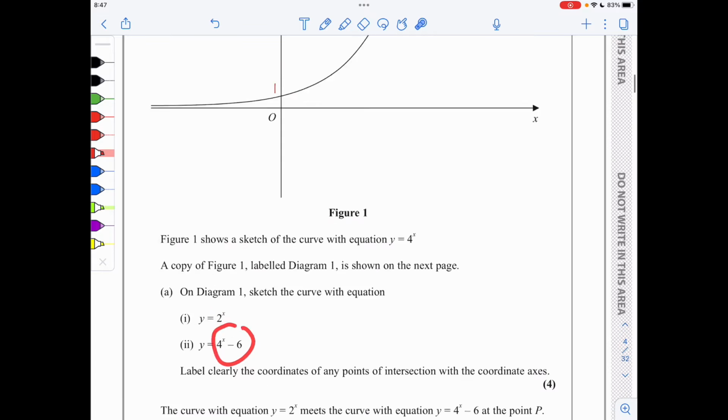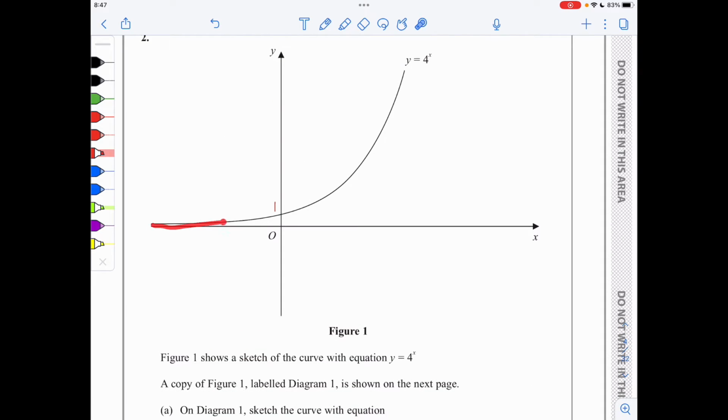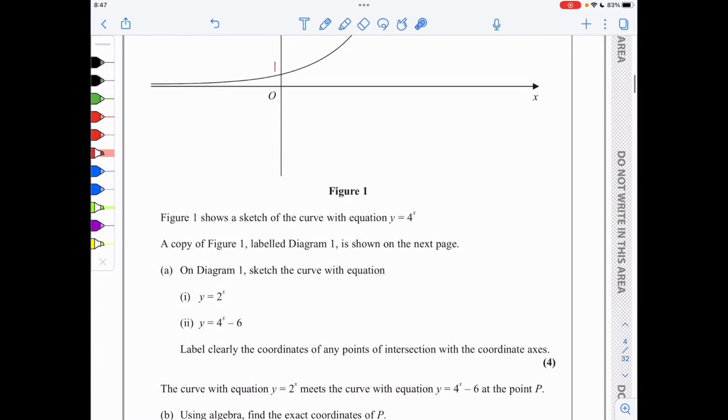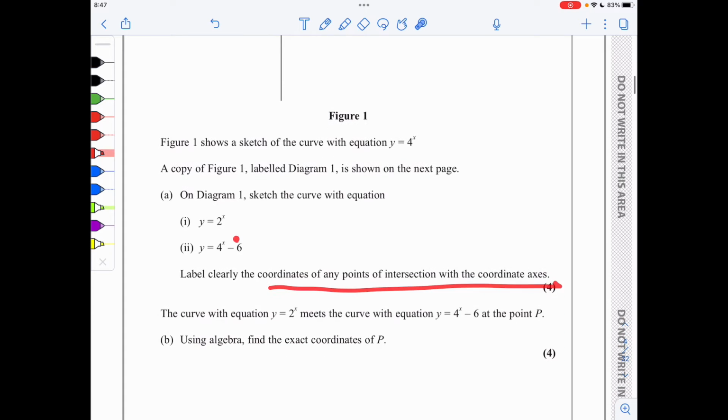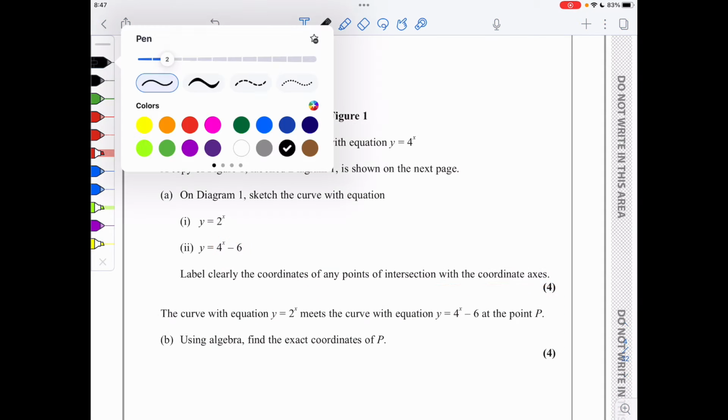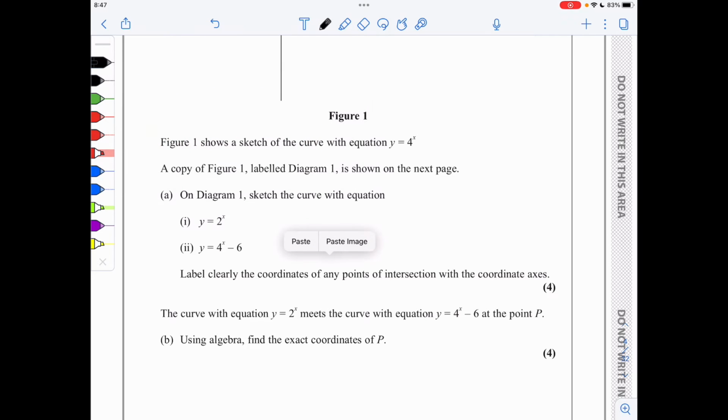For y is 4 to the x minus 6, this is simply a translation of the given graph 6 units down. I will also need to determine the cuts on the axes. For this one, when x is 0, we get y is 4 to the 0 minus 6. So it's 1 minus 6, which is negative 5.